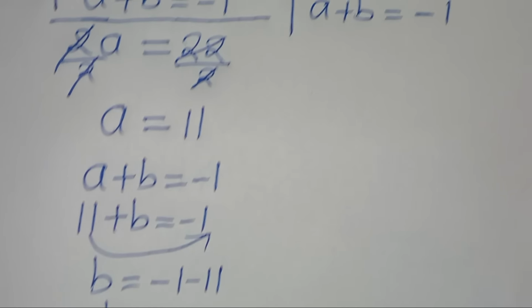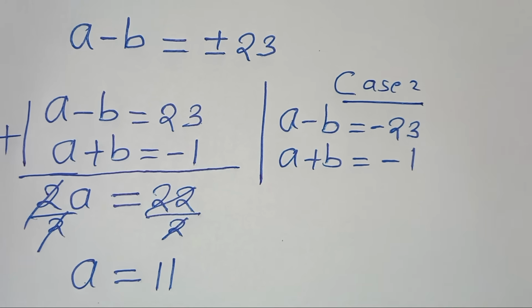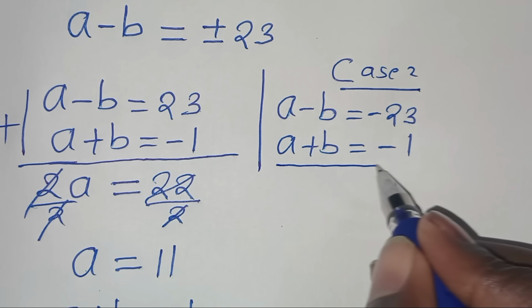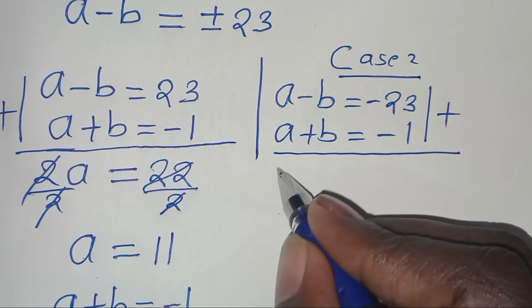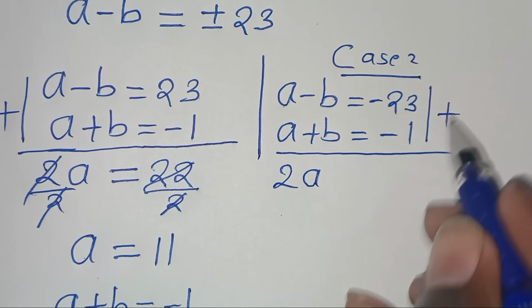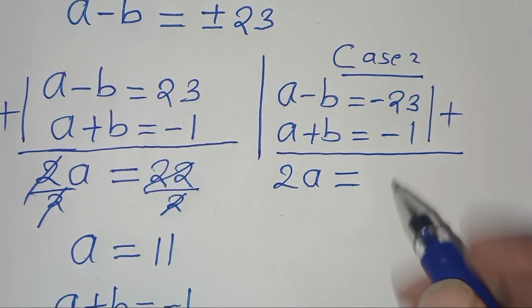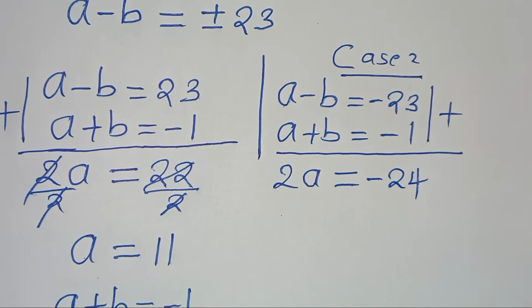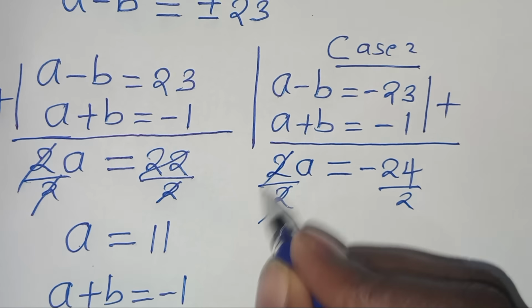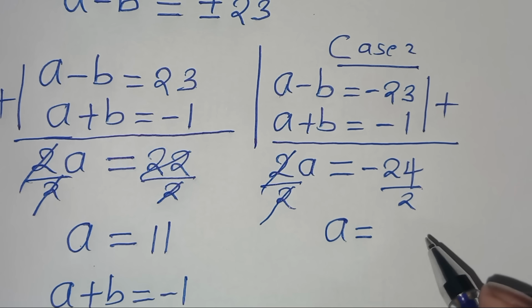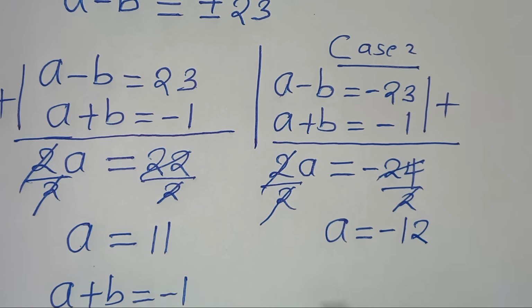Now let's check on the second case here. This is case 2. So let's sum these two systems of linear equations here. This is a plus a, this is 2a, minus b plus b simplifies. Then negative 23 plus minus 1, this is negative 24. So let's divide on both sides by 2, so that we have the value of a equal to negative 24 divided by 2, this is negative 12.